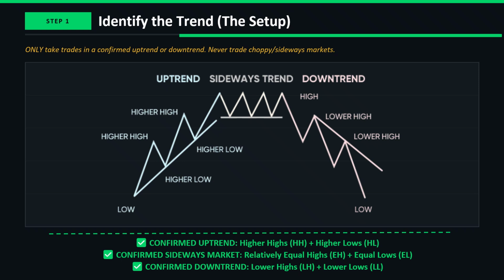The middle chart shows a sideways market with relatively equal highs, EH, and equal lows, EL. In this market, you stay out. No trade. The chart on the right is a confirmed downtrend with lower highs, LH, and lower lows, LL. In a downtrend, you would flip the strategy and look for selling opportunities. For this lesson, we'll focus on buying in an uptrend.